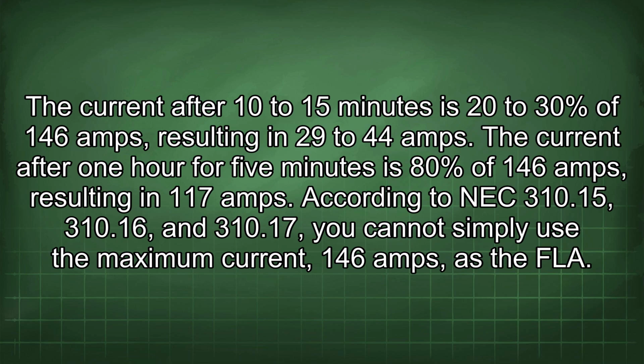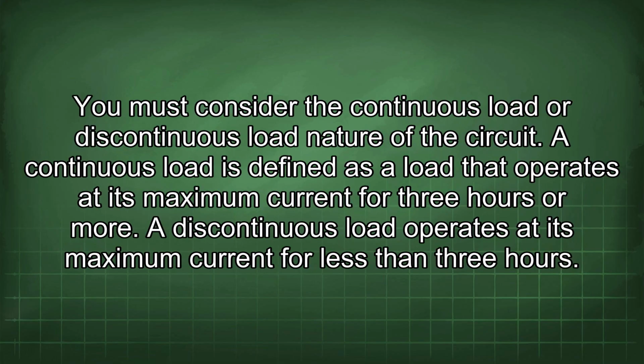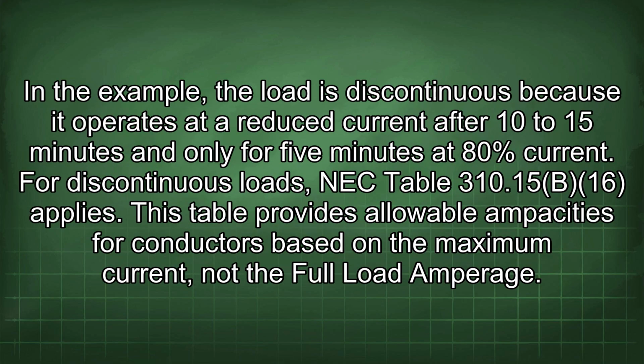According to NEC 310.15, 310.16, and 310.17, you cannot simply use the maximum current, 146 amps, as the FLA. You must consider the continuous load or discontinuous load nature of the circuit. A continuous load is defined as a load that operates at its maximum current for 3 hours or more. A discontinuous load operates at its maximum current for less than 3 hours. In the example, the load is discontinuous because it operates at a reduced current after 10 to 15 minutes and only for 5 minutes at 80% current.